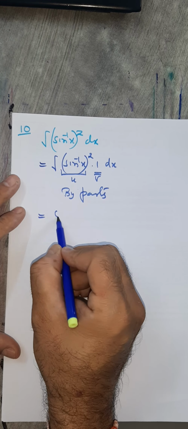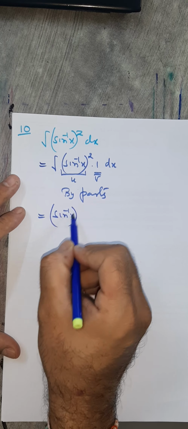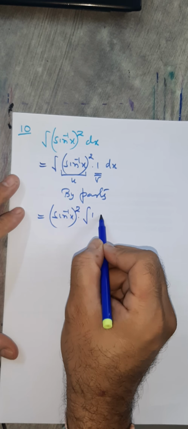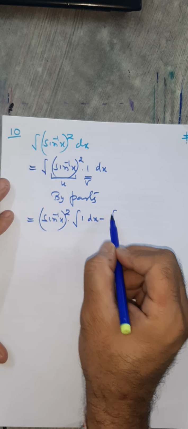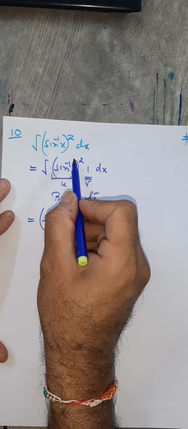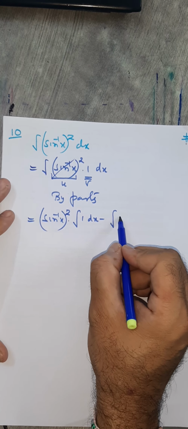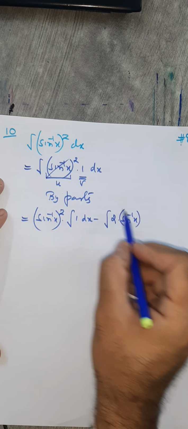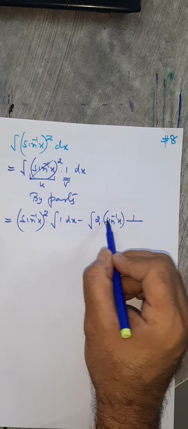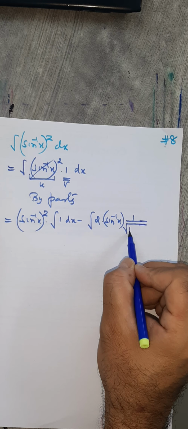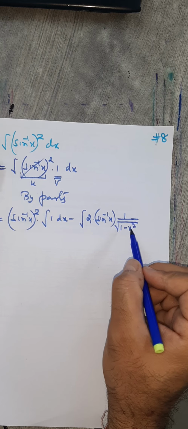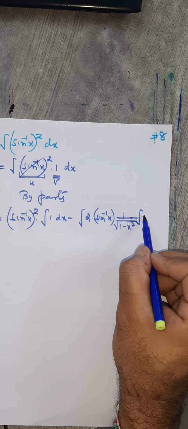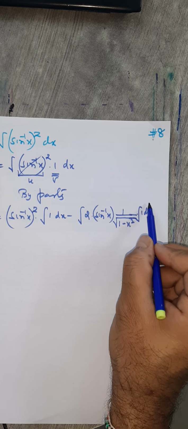So now sine inverse x the whole square will come out into integral of 1, minus, inside the integral, differentiation of this. I am using the chain rule considering this as x, remember. So 2 times sine inverse x, derivative of x square 2x, into, by chain rule, differentiation of this, which is 1 upon root of 1 minus x square, into integral of 1, remember, and then the whole integral.